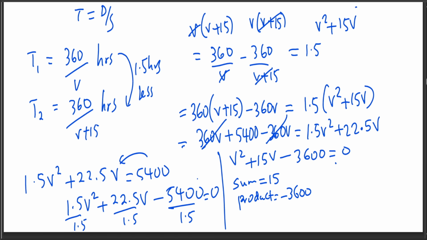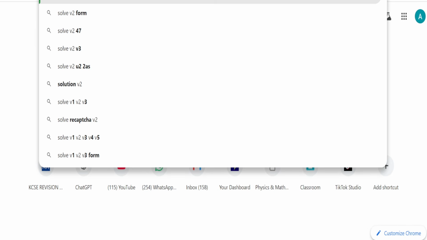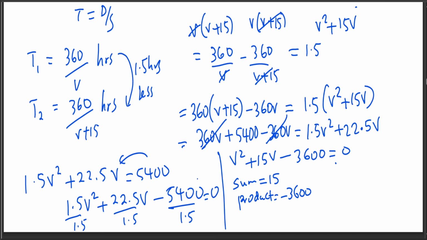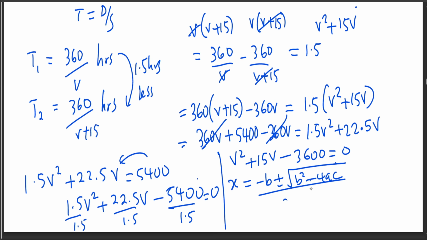So which two numbers, if I add, give me 15, and if I multiply, give me negative 3,600. Now if I look at this carefully, I think you can solve it using sum and product, but it's going to be very hard because it's going to give you a decimal, and therefore we use the quadratic formula. So minus b plus or minus the square root of b squared minus 4ac. Hopefully you all know the quadratic formula. So your a here is 1, your b is 15, and your c is negative 3,600.